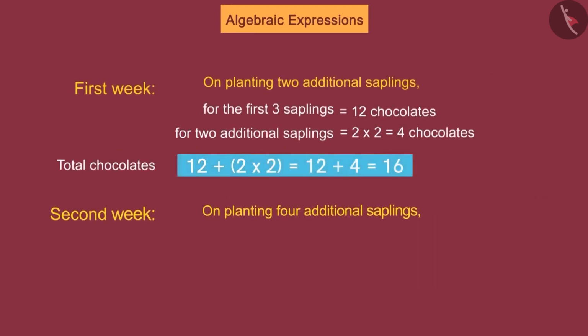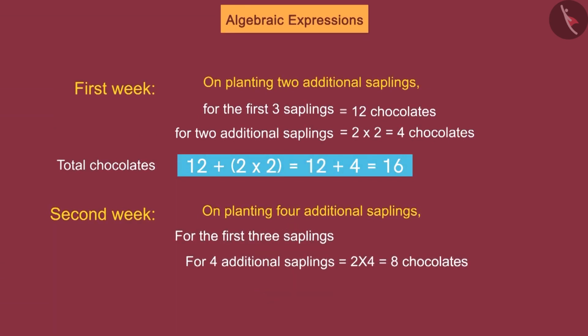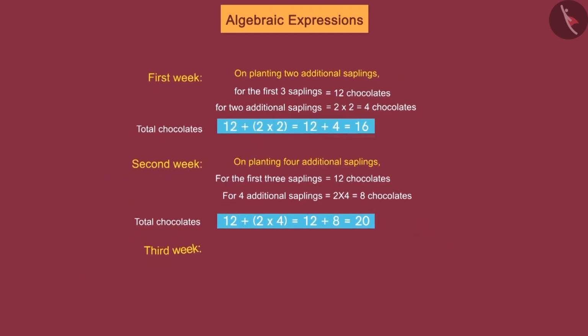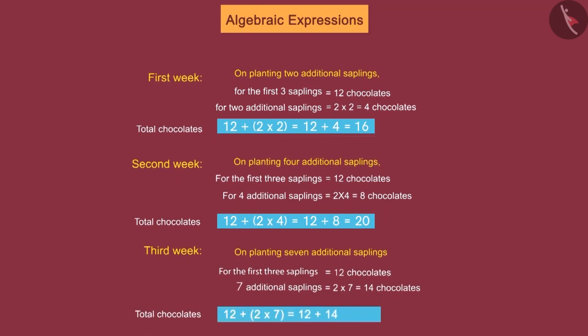Similarly, what if Raghu plants 4 additional saplings next week? For the first 3 saplings, he will get 12 chocolates, and for the additional 4 saplings, he will get 2 chocolates per sapling. This way, Raghu will get a total of 20 chocolates. What if Raghu plants 7 extra saplings in the third week? He will get a total of 12 plus 2 times 7, which is equal to 26 chocolates.